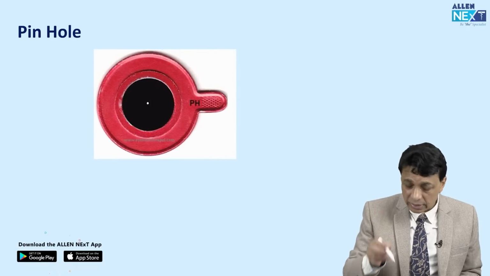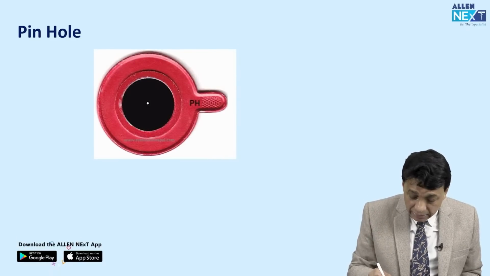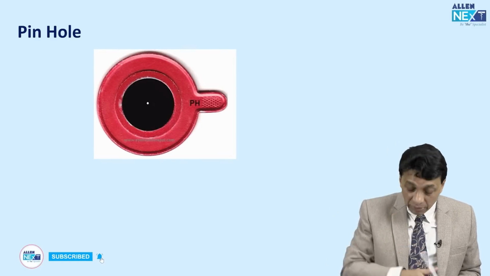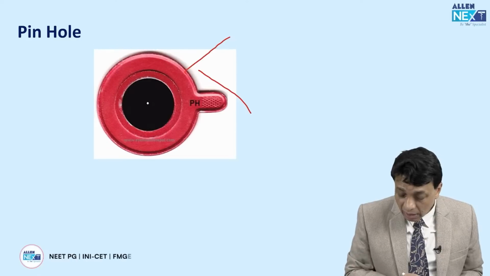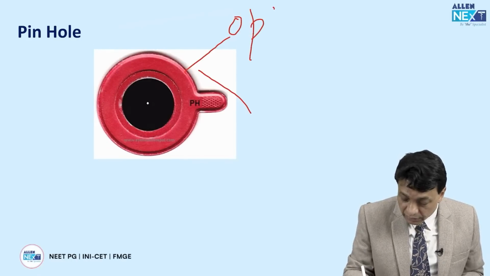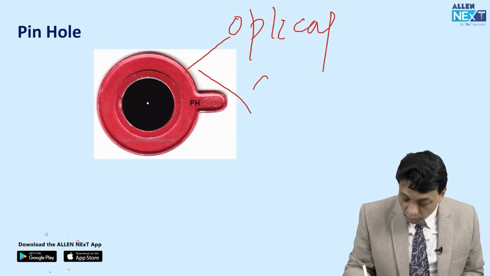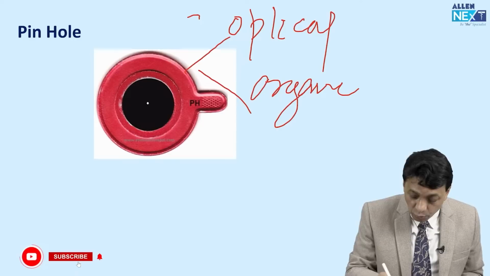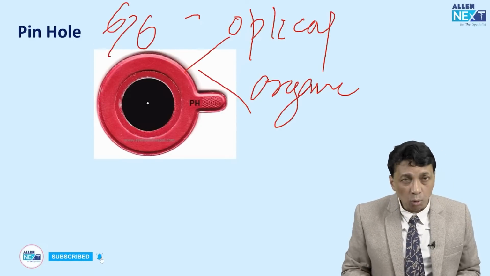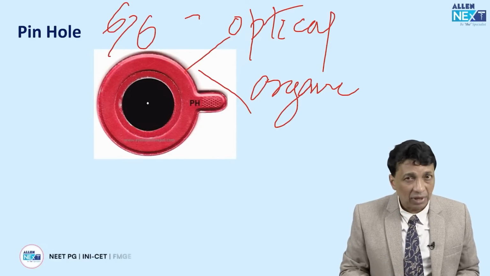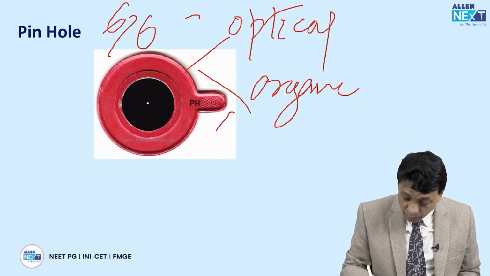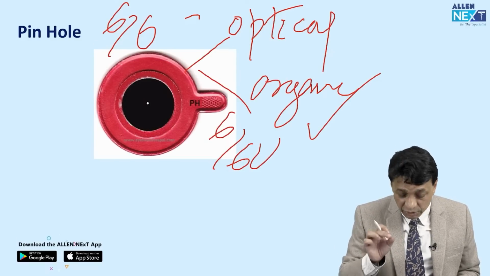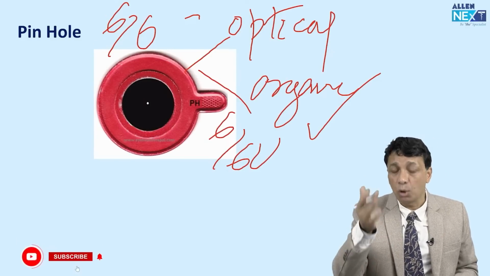Then this is a pinhole. You see, this pinhole is a completely black plastic opaque disc with a central hole, which you put in front of the eye. The pinhole differentiates between loss of vision due to optical error or due to organic error. When you put this pinhole in front of the eye, if the vision improves to 6/6 with the pinhole, then it's an optical error. If it does not improve, it remains 6/60 or whatever it is, then it's an organic error. Pinhole differentiates between optical error and organic error.